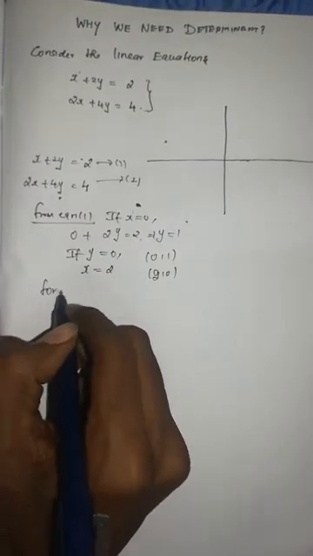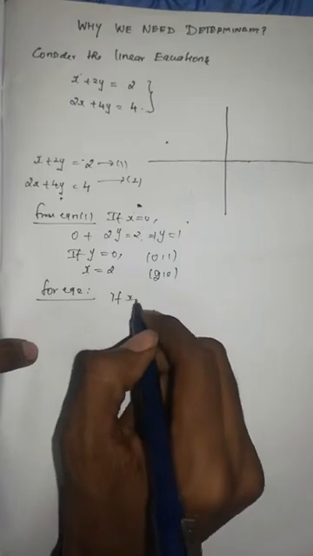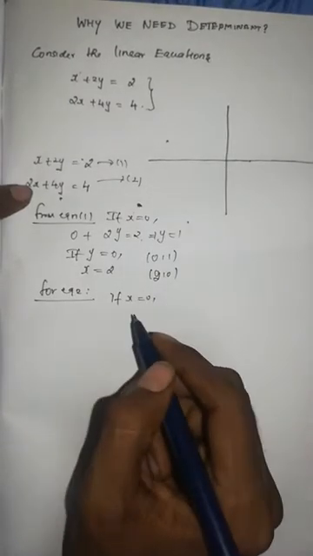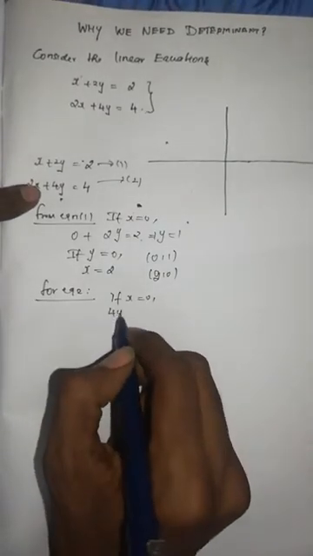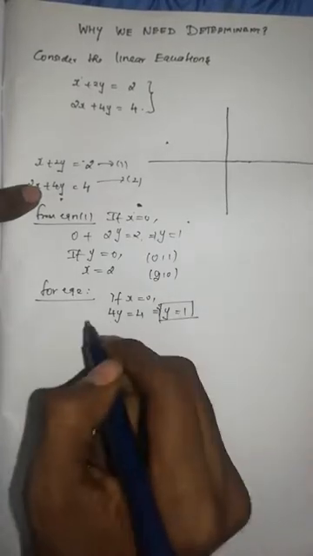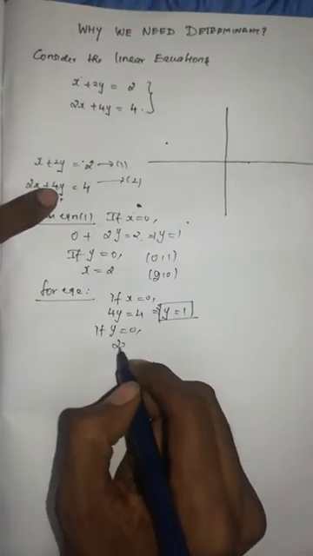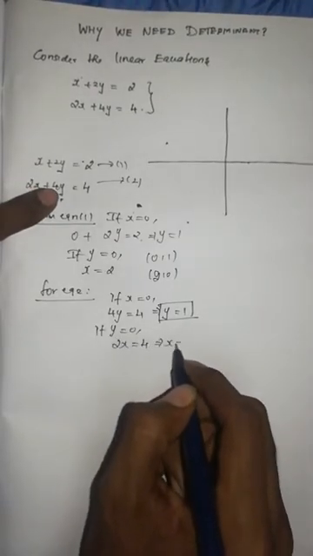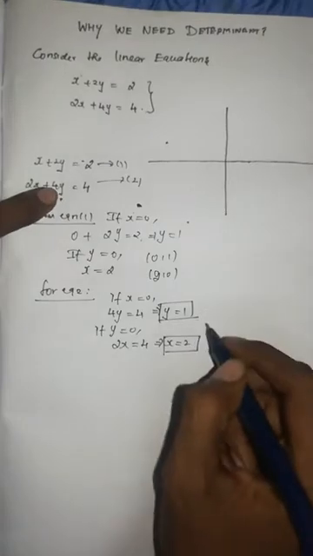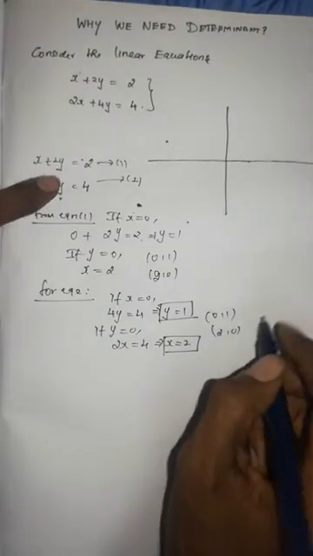And for equation 2, if x is equal to 0, then 2 into 0 is 0, and 4y is equal to 4, so y is equal to 1. If y is equal to 0, then 2x is equal to 4, so x is equal to 2. So these are the points for equation 2.